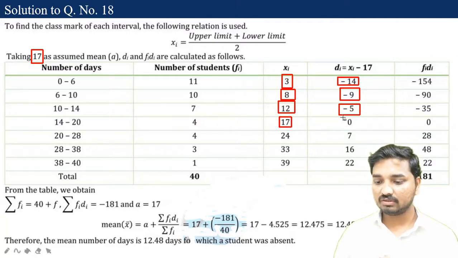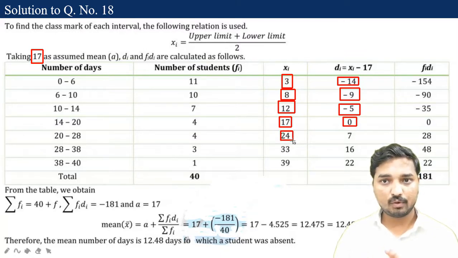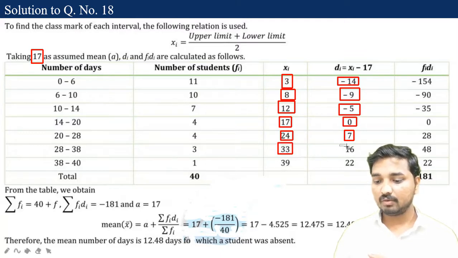Okay, it will become what? 0. So now look at the next one. Okay, 24 minus 17. Now look at it, what will happen? 24 is greater. Okay, so 24 minus 17 means it will become plus 7 here. Okay, and then 33 minus 17 means it will become 16. 39 minus 17 means it will become what?